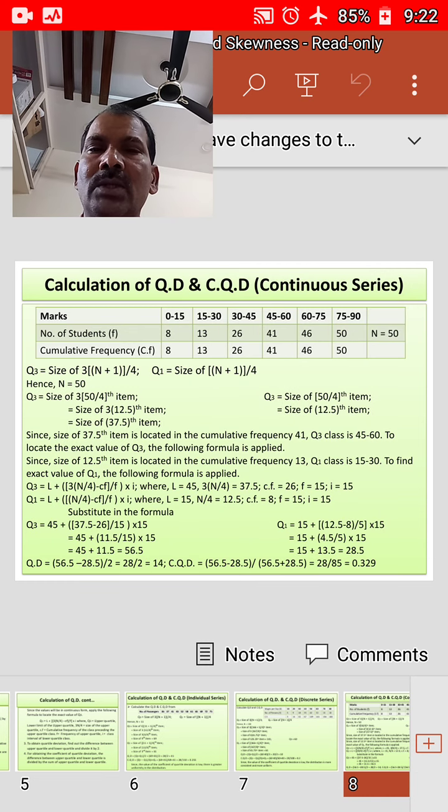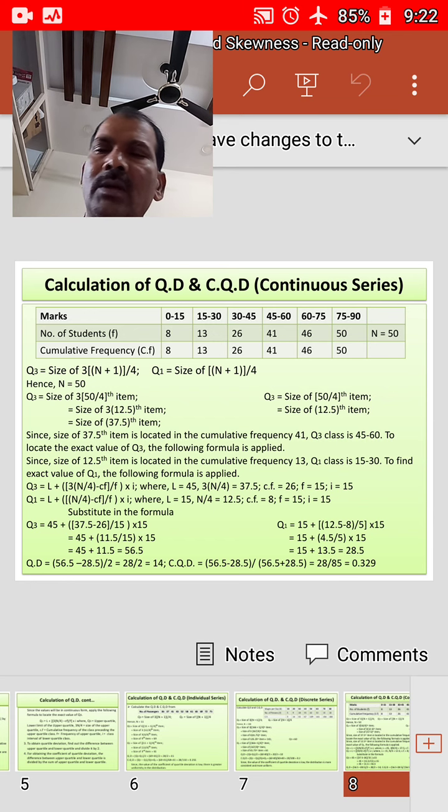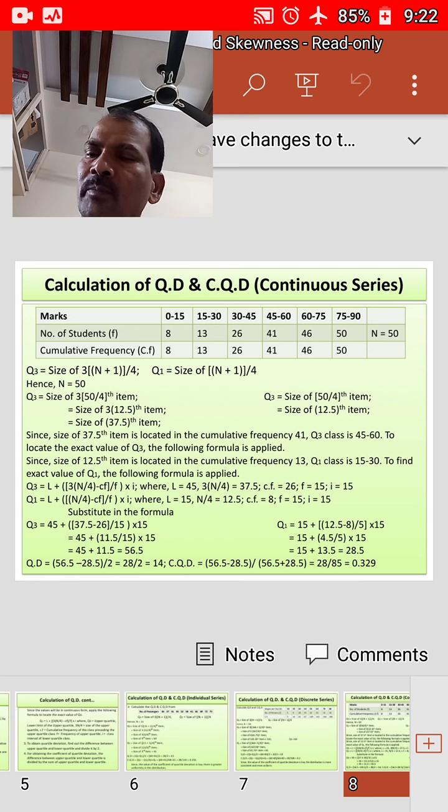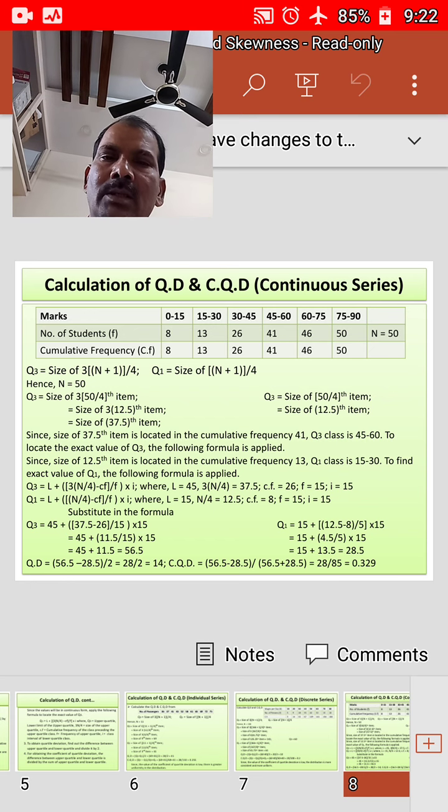Next, calculation of QD and coefficient of quartile deviation. QD means quartile deviation. We'll consider this for a continuous series, and understand it better by looking at the PPT. He has given marks in the ranges 0 to 15, 15 to 30, 30 to 45, 45 to 60, 60 to 75, 75 to 90. Number of students are 8, 5, 13, 15, 5, 4.